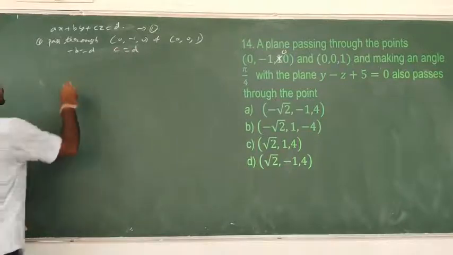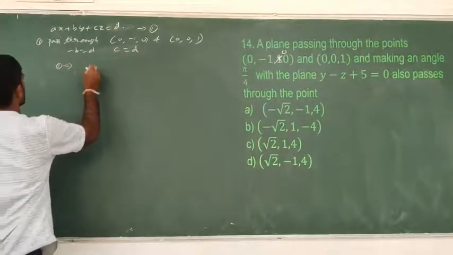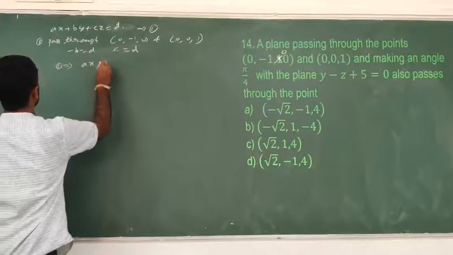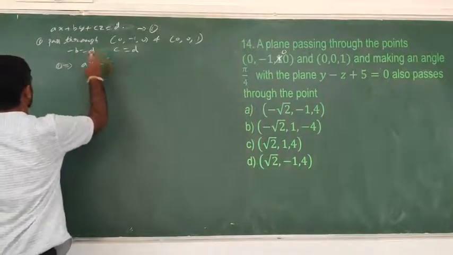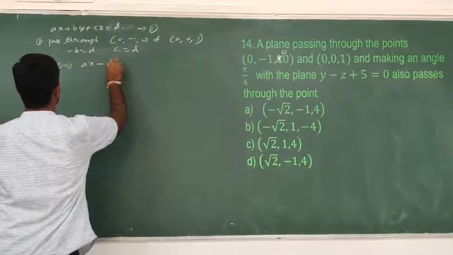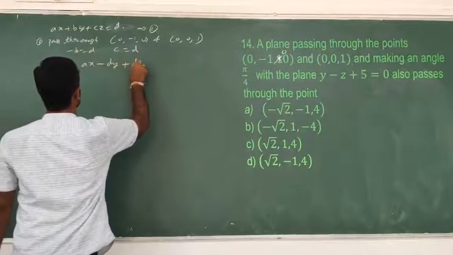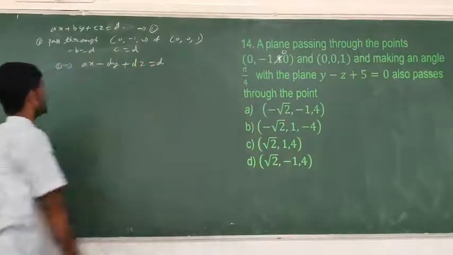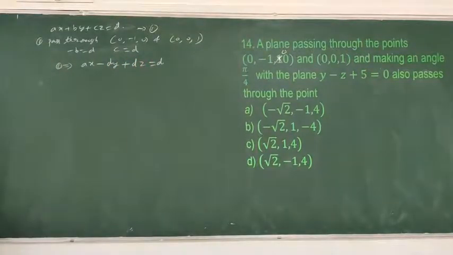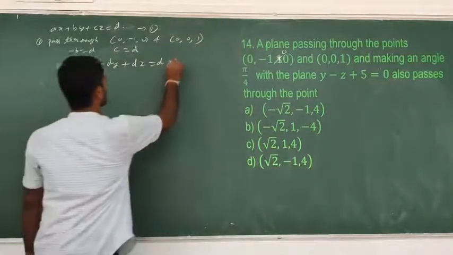Now equation 1 becomes another equation. This implies that a into x minus, in place of b we can write d, minus dy plus dz is equal to d. Ax minus dy plus dz is equal to d. Call this as equation 2.